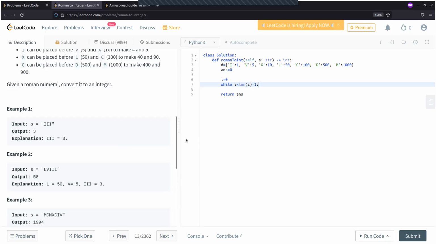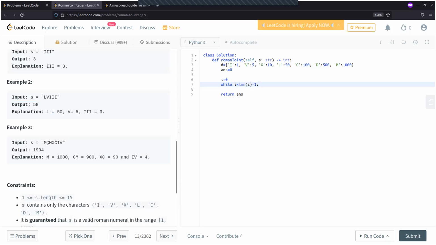This is because we are comparing the ith index with the i plus 1th index, right? In case the ith index is lower than the i plus 1th index, then we will consider these both as 1 and we will increment i by 2. If we take i in range of length of the string, then for the last element we will get a string index out of range error. We don't want that. So I am taking i in range of length of string minus 1.